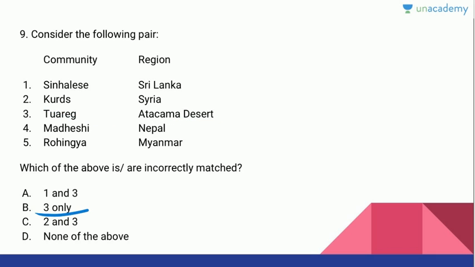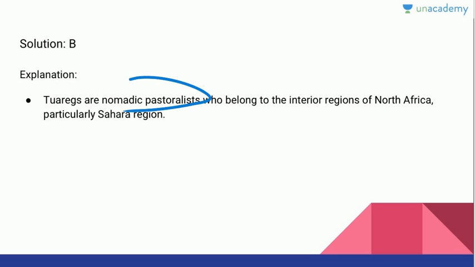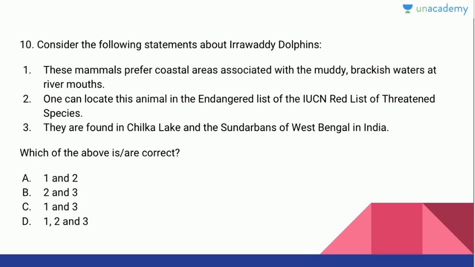So the answer is B. Tuaregs are nomadic pastoralists who belong to the interior region of North Africa, particularly the Sahara region. The last question for the day: consider the following statements about Irrawaddy dolphins. These mammals prefer coastal areas associated with the muddy brackish waters at river mouths. Okay, so yes, this is correct. One can locate this animal in the endangered list of the IUCN. No, they are vulnerable. They are found in Chilka Lake and the Sundarbans of West Bengal in India.